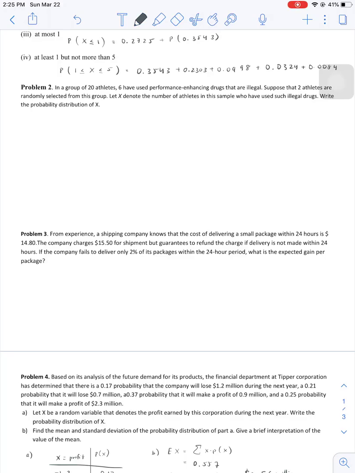Question 2 tells us that we have 20 athletes, and out of the 20, 6 have used performance-enhancing drugs. And then we pick 2 athletes randomly from the group, and let's call our random variable x the number of athletes out of those 2 in our sample who have used the drugs. And we want to create the probability distribution.